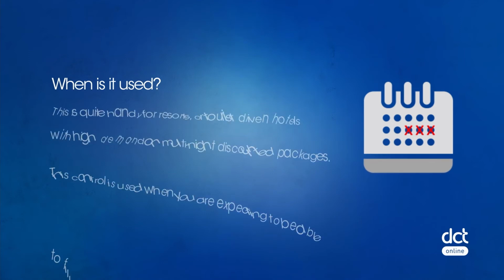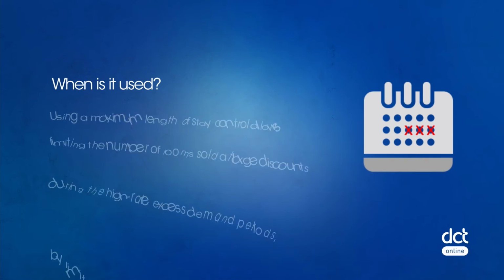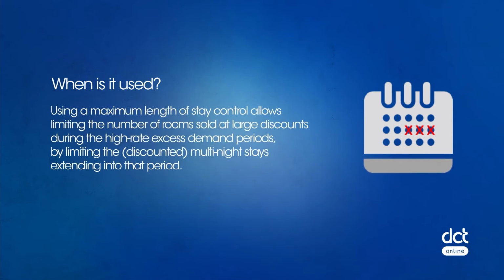When is it used? This is quite handy for resorts or tourist-driven hotels with high demand on multi-night discounted packages. This control is used when you are expecting to be able to fill the hotel at a higher rate. Using a maximum length of stay control allows limiting the number of rooms sold at a large discount during the high-rate excess demand periods, by limiting the discounted multi-night stays extending into that period.